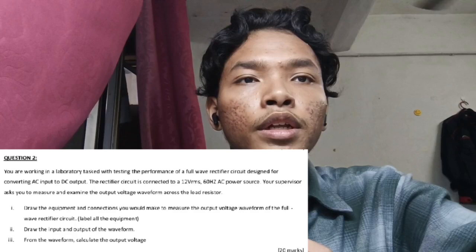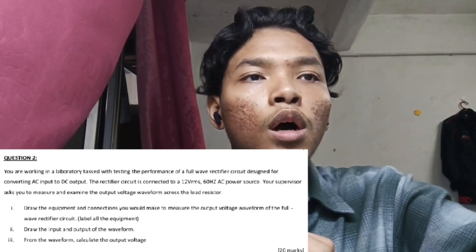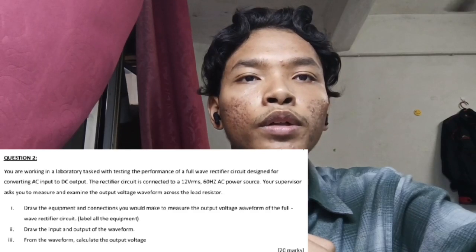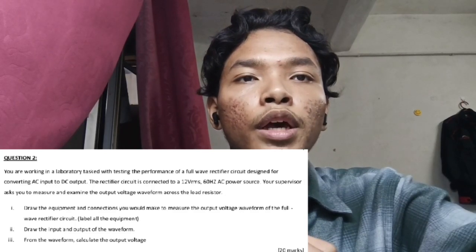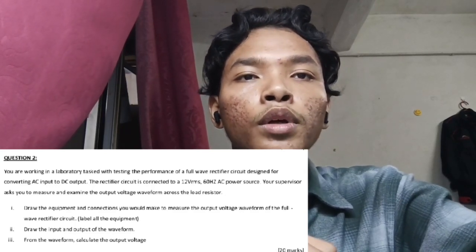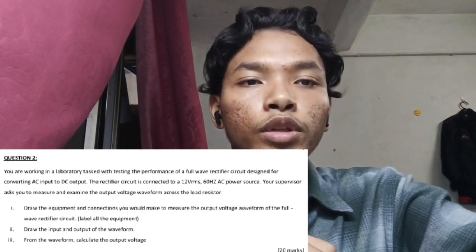Draw the equipment and connection you will make to measure the output voltage waveform of the full wave rectifier circuit. Label all the equipment. Draw the input and output waveform. From the waveform, calculate the output voltage. So, my answer to question number 2 is, the equipment we use: full wave rectifier, function generator, resistor, cathode ray oscilloscope, and breadboard. So I will show you my diagram.